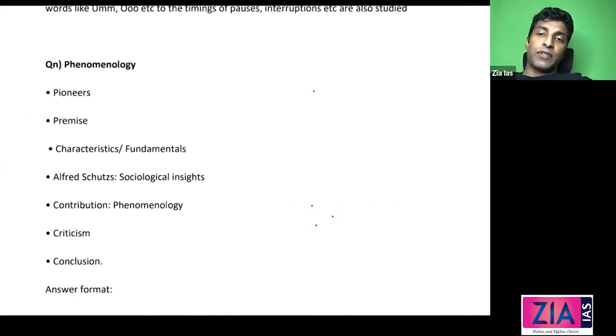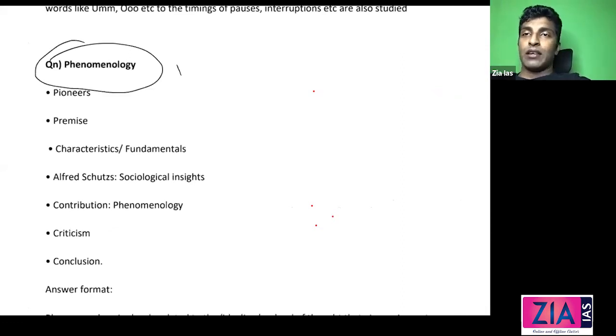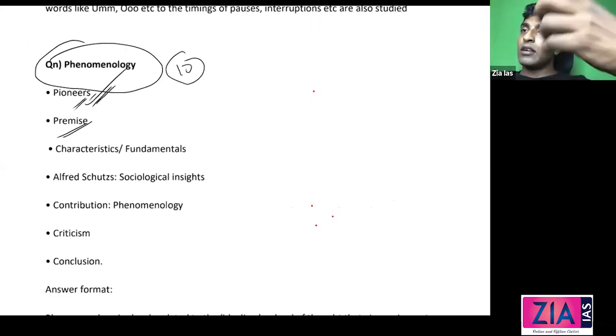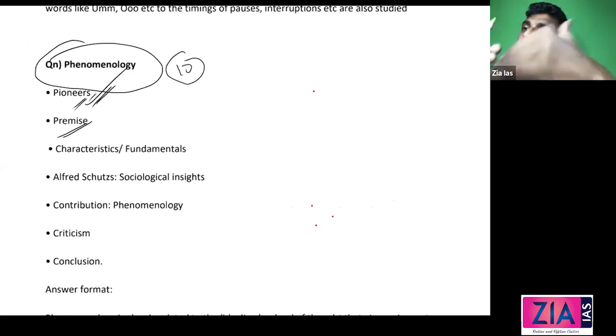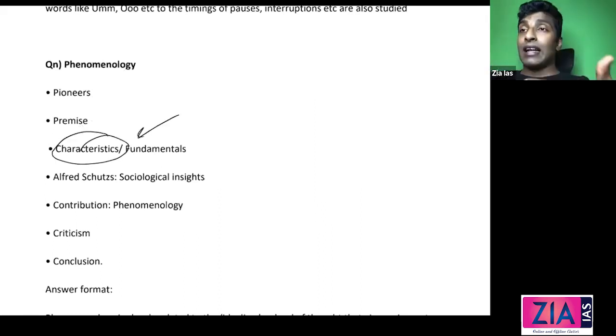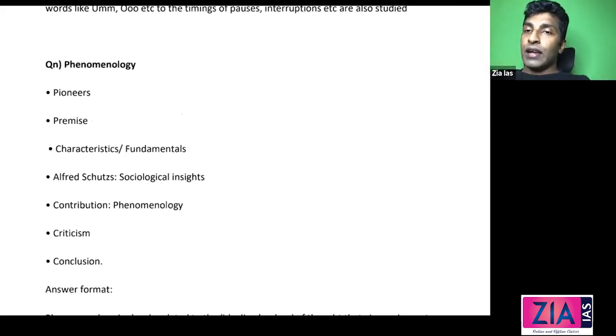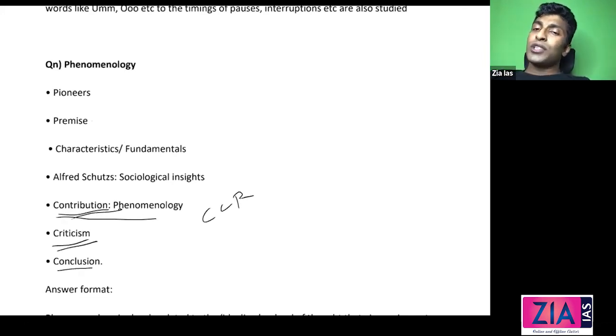Okay, phenomenology. If they're asking phenomenology, it can be a 10 marker. So you'll be talking about Alfred Schutz, Peter Berger, Thomas Luckmann. The context you need to explain. What is the context? Positivism, their limitations, idealist, Weber, Mead, and inspired by them, phenomenologists. Their characteristics, talk about their basic elements: studying internal aspects, understanding, no scientific methods, no theories, qualitative data. Alfred Schutz, talk about him, very important. Peter Berger, Thomas Luckmann, contribution to sociology. This is what CCR is, right? Contribution, criticism, conclusion is the relevance.